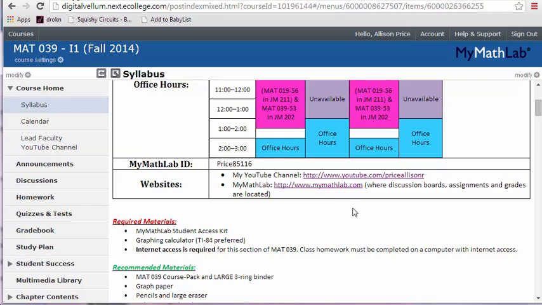Back to the syllabus. The other link is just the link to get to MyMathLab, and again, that's something that you have hopefully already found if you're looking at this video. But if you're in a face-to-face class, you will need to make sure that you log into MyMathLab and use the MyMathLab ID to access your account for the first time.